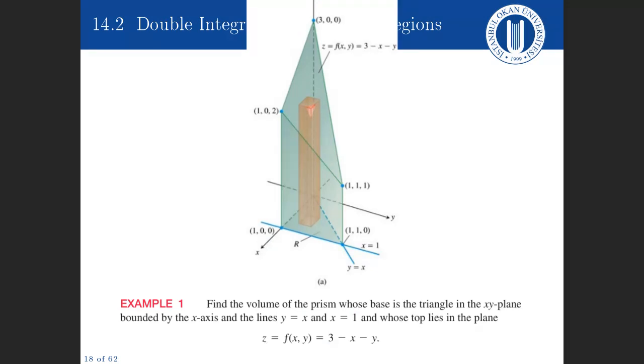Let's do an example. Find the volume of the prism shown in this picture, whose base is the triangle in the xy plane, bounded by the x-axis and the lines y is equal to x and x is equal to 1, and the top of the prism lies in the plane z is equal to 3 minus x minus y. So we're going to be integrating the function 3 minus x minus y over the region, the triangle in the xy plane, over this triangle.